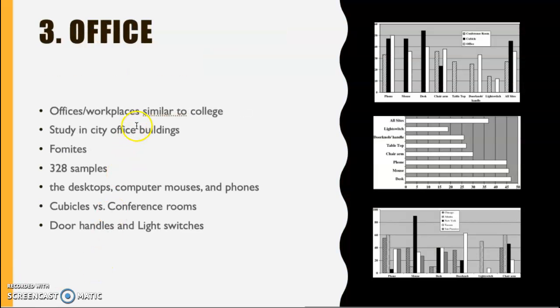So the third one is an office. It is similar to a college, because a lot of people go to the same place and they do the same thing every day, much like a college campus.